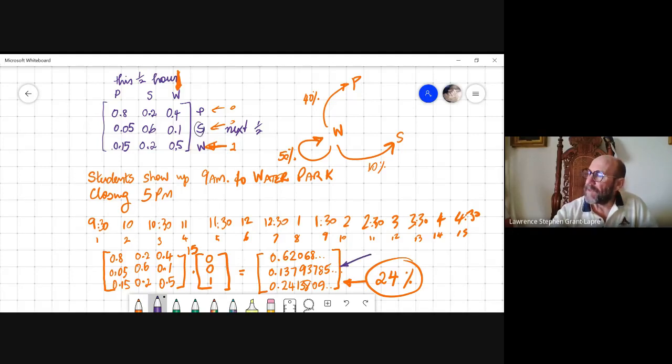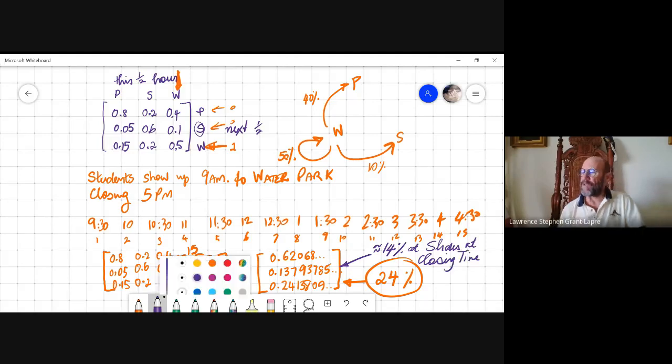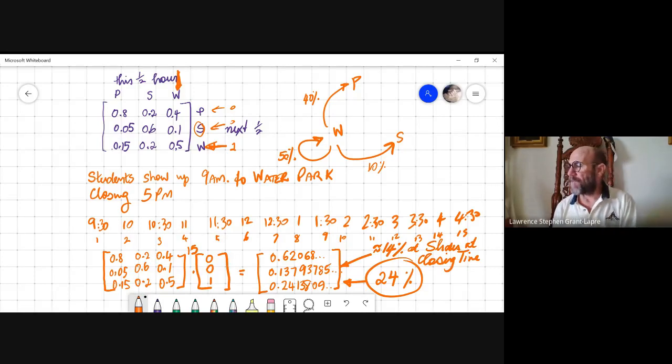This one says that there are approximately, rounded off to the nearest percent, 14% will be at the slides at closing time. That's what the expected value to be out of the original group of students who showed up at the water park. We would expect 14% of them to be at the slides at closing time. We've already mentioned 24% will be at the water park. And by the way, approximately 62% of those will be in the pool.